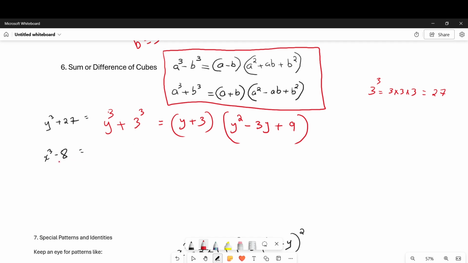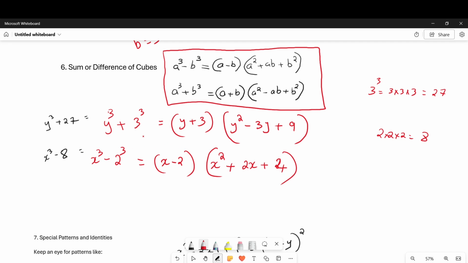So here, x cube minus 8. 8 we can write in the form of a cube. So x cube minus, what is 8? 2 cube. See, 2 times 2 times 2 is equal to 8. So we can write 2 cube. Then if we see it like this, it should suddenly come to your mind: difference of cubes. So directly we can write the factors: x minus 2, then x square plus 2x plus 2 square. 2 square is 4.